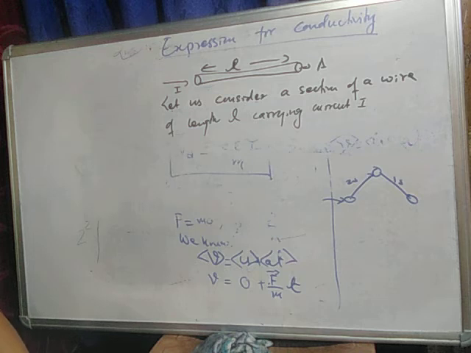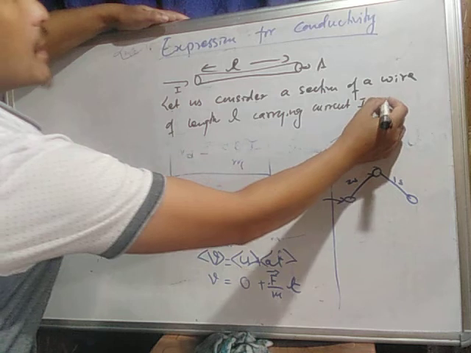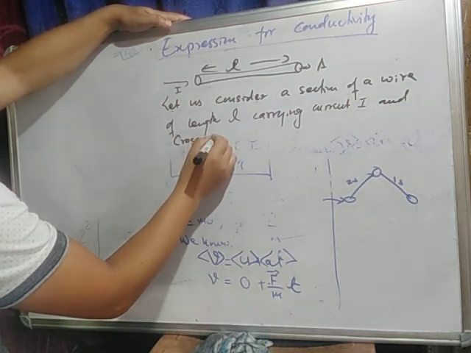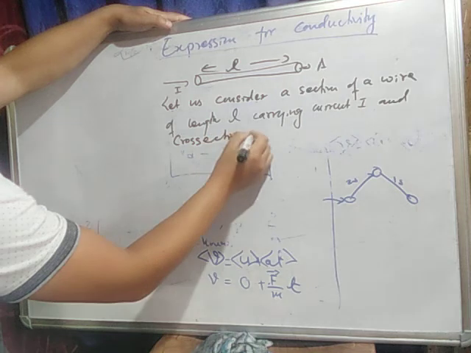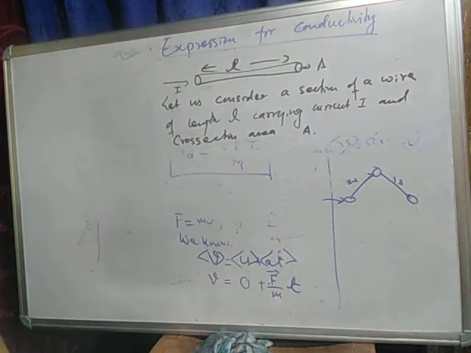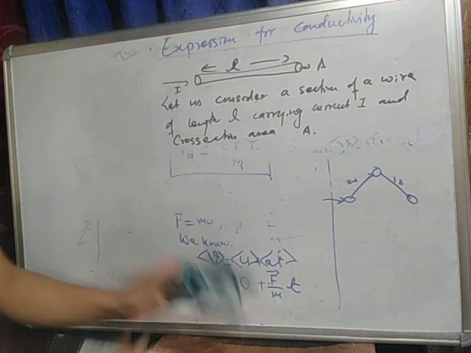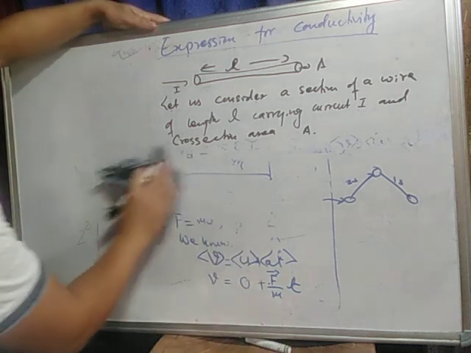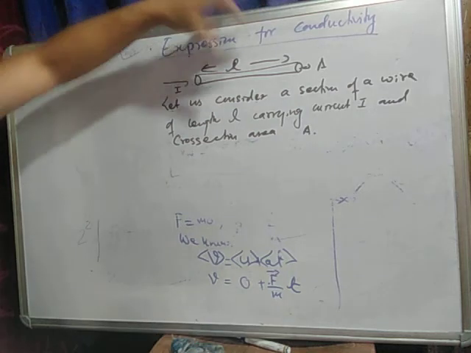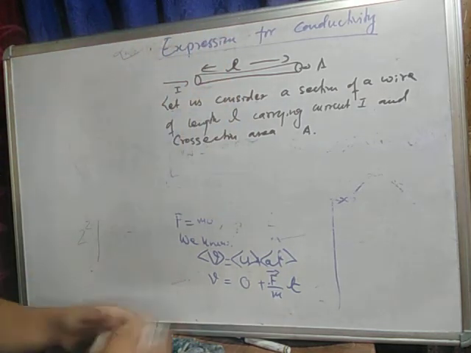And cross section area A is our cross section area. So now the next line is very important. This you understood, isn't it? Length L, we are just considering or letting.